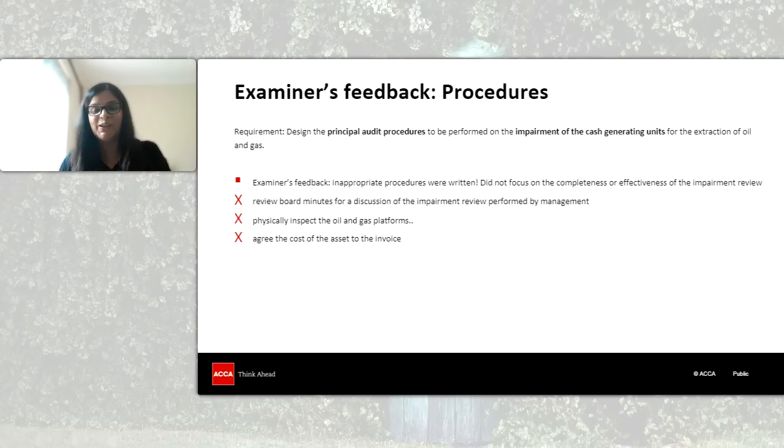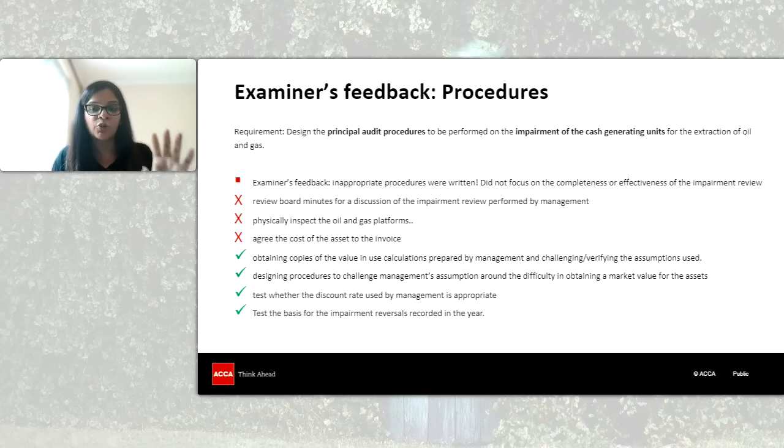So for impairment, if you've written procedures like look at the minutes of board meetings for a discussion of impairment, physically inspect the platforms, or agree the cost to the invoice, these are all zeros. Because it wasn't about the valuation of the asset, it was about impairment, which is a different accounting aspect. So those who did well focused on relevant procedures.